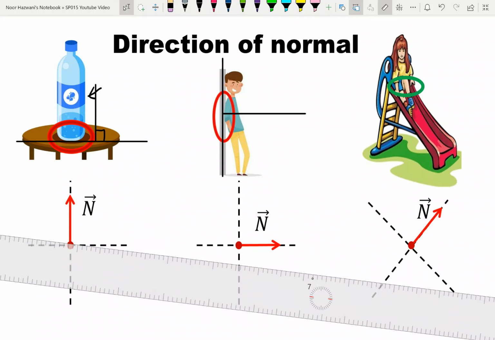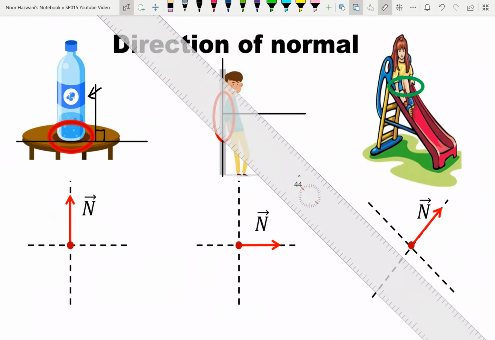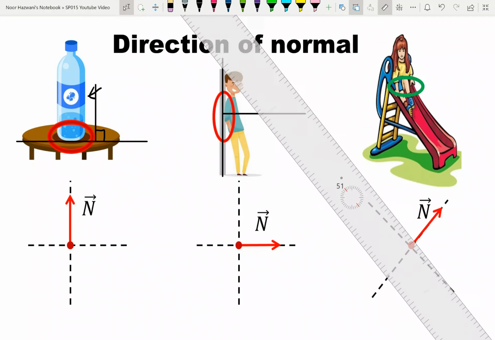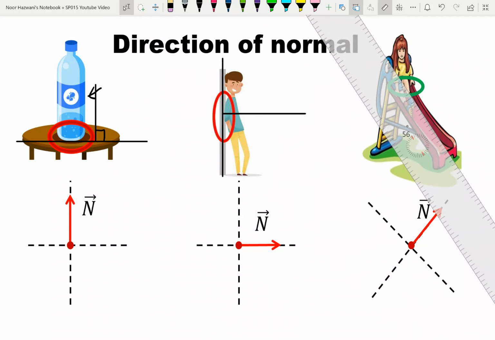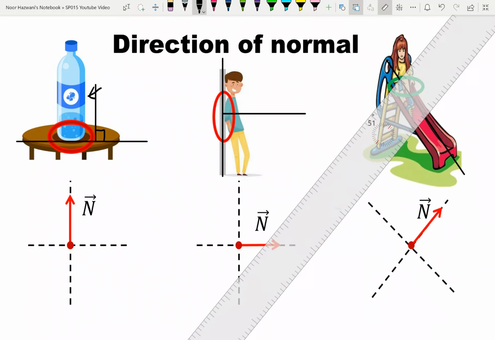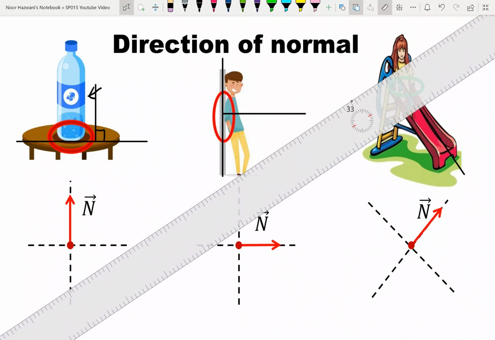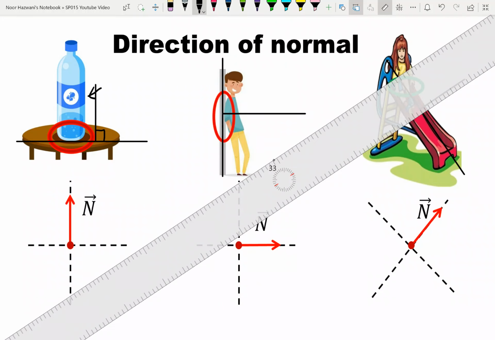Okay, kalau macam ni pula, orang ni duduk dekat atas slide dan dia sebenarnya tengah duduk di atas satu permukaan yang di-inclinekan ataupun di-tilted. So maksudnya ini permukaan you. Bila ini adalah surface you, 90 degree to the surface would be to that direction. That's why you punya normal kat sini dalam keadaan ada angle.